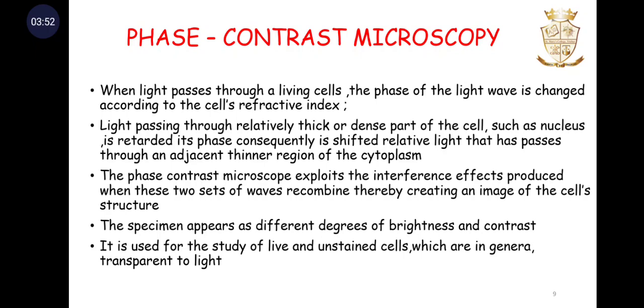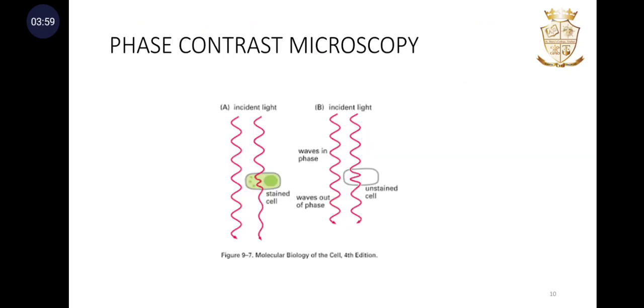It is used for the study of live and unstained cells, which are in general transparent to light. This is phase contrast microscopy, showing incident light in stained cells and unstained cells.